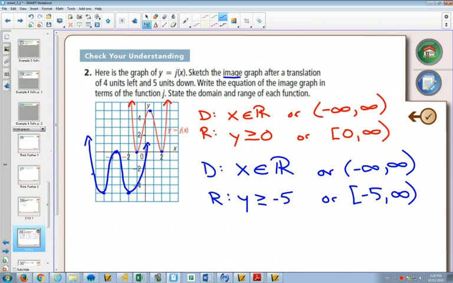Now finally, if we were going to write the image graph, that's our blue graph, in terms of the function j, we could say y is equal to, and what's going to happen to this graph here? Well, we've moved 4 to the left. We show that by going plus 4 inside the function. And then we moved 5 down, so we can minus 5 at the end.